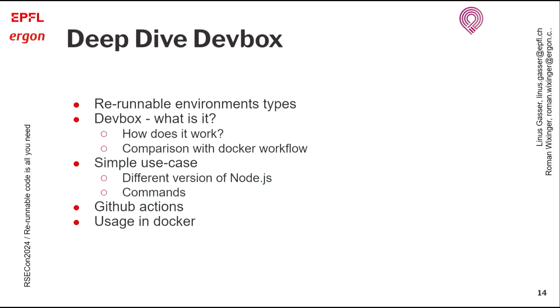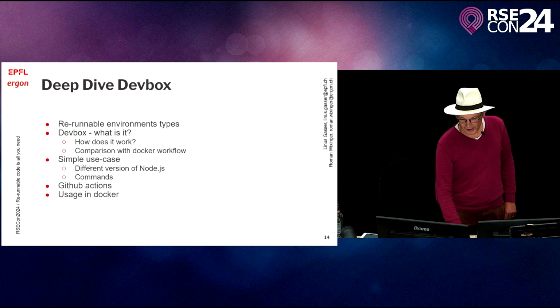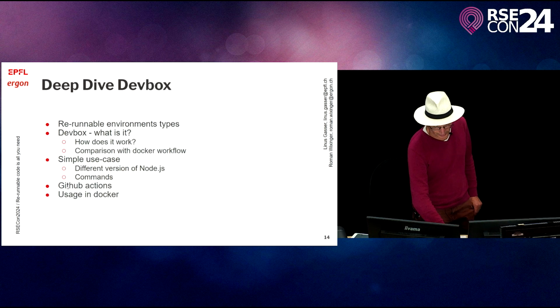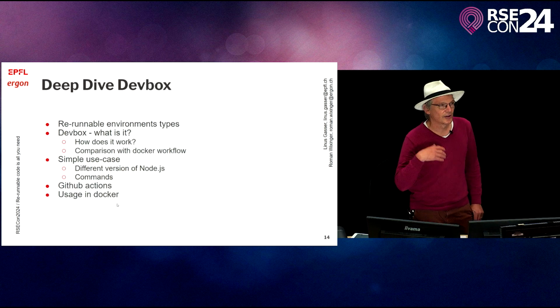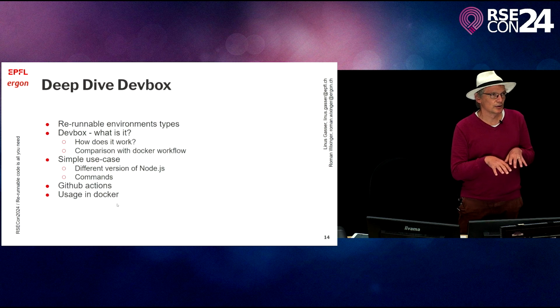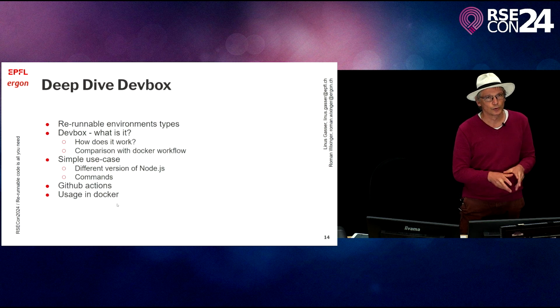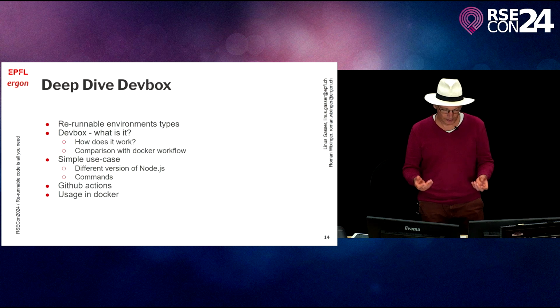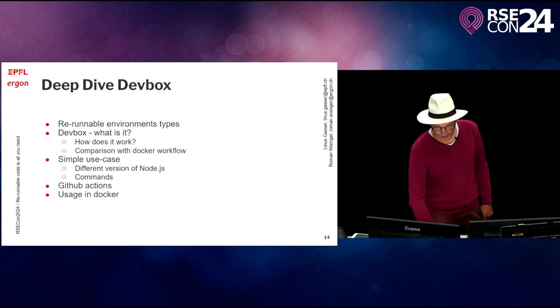So for this deep dive into DevBox, I want to first go into a bit what are the environment types that exist. What is DevBox? How does it work? I will give you a simple use case also, as Roman said, just a little bit how it works with GitHub Actions and in Docker. And then in the second part, I will look at 2 case studies, so 2 projects where we use DevBox to manage the project and make it much more runnable.